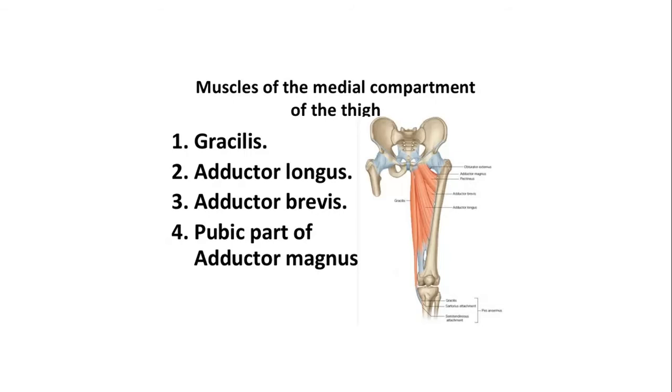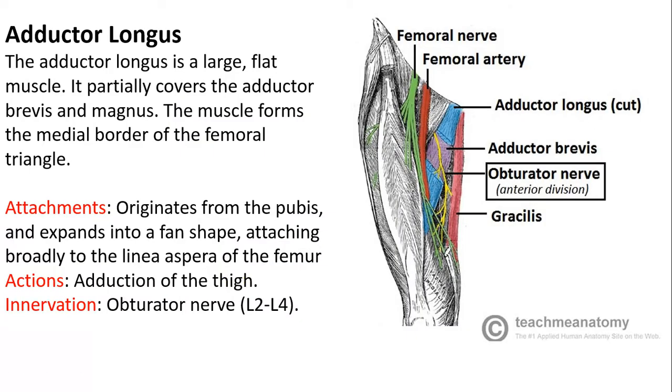So these muscles which are adducting the knee are basically four. These are the muscles of the medial compartment: Gracilis, Adductor Longus, Adductor Brevis, and the pubic part of Adductor Magnus. So we are going to see the muscles individually.